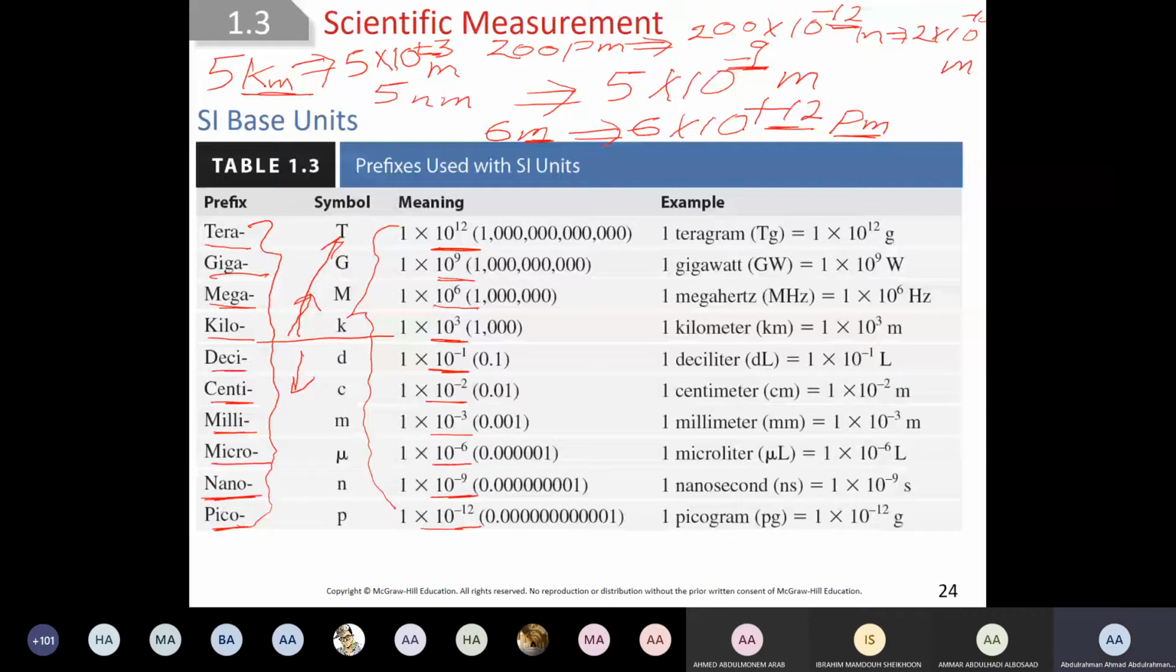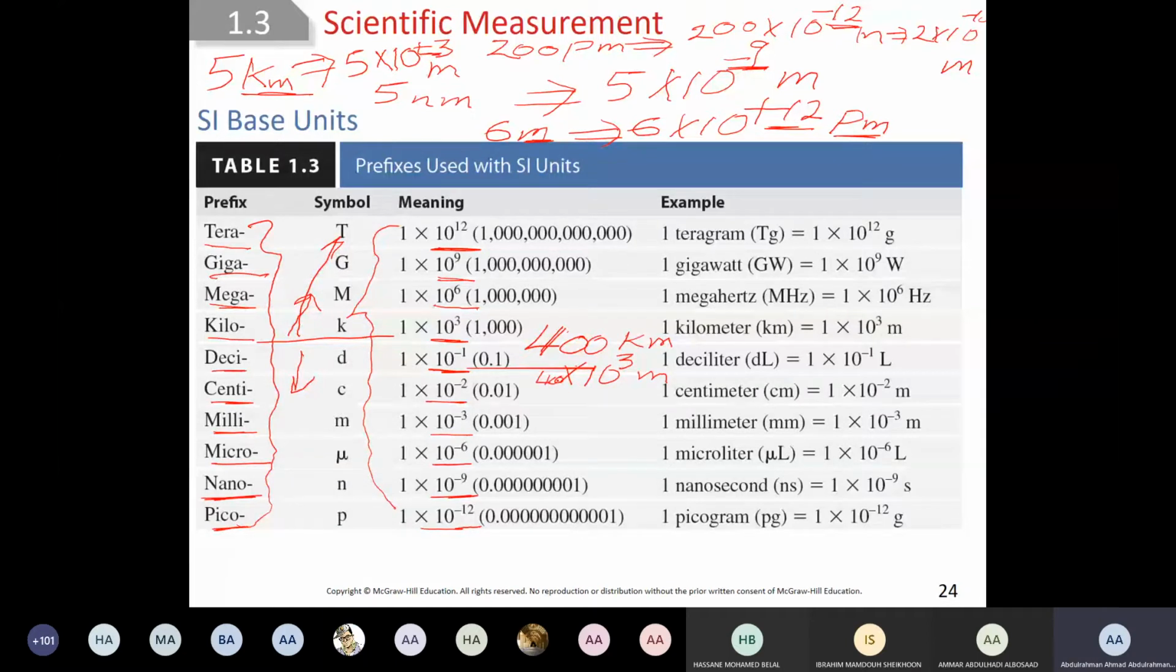Let me ask you this simple question. What's the distance from here to Riyadh? 400 kilometers. Now, I want to know this in meters. How many meters is this? 400 times 10 to the power 3 to make it meters. Is this clear?